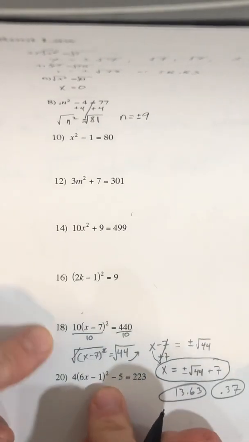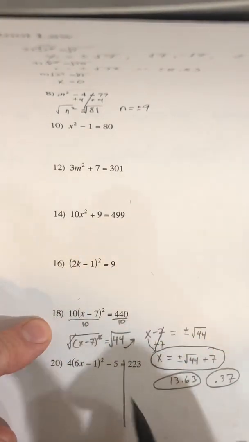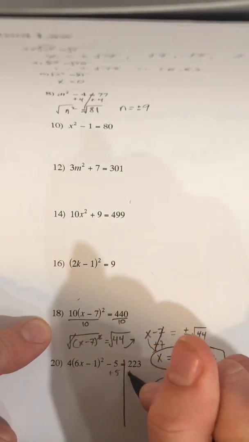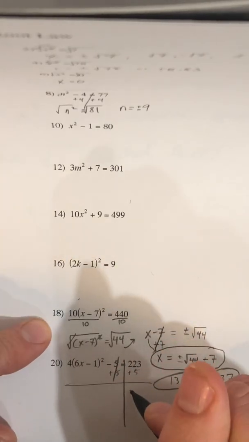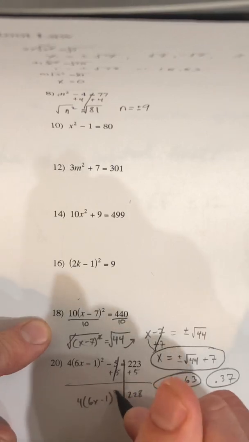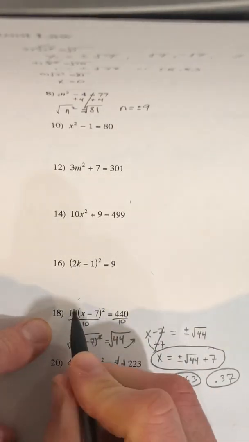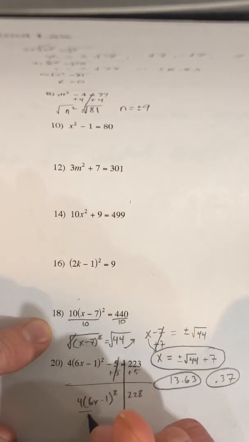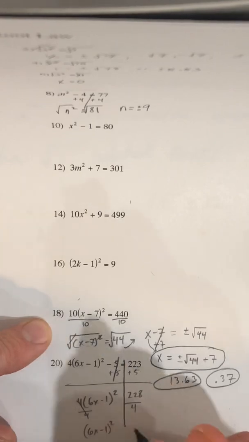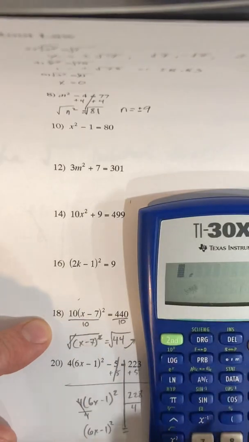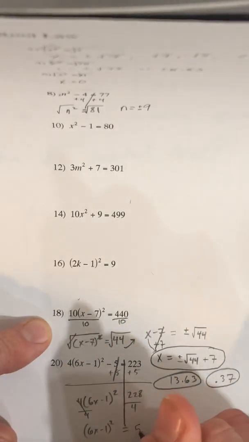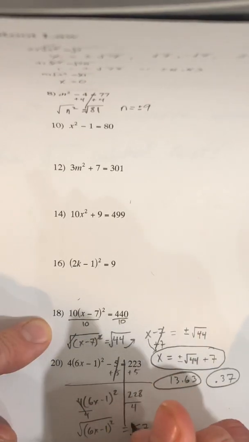And then this one is probably the pinnacle. Follow PEMDAS. You got multiplication here, but you also have minus 5, so I'm going to add 5. And then this is going to be 228. And then this is 4 times 6x minus 1 squared. This looks just like number 18, so we're going to divide off the 4. So divide by 4, and then I got 6x minus 1 squared equals 228 divided by 4, which is 57. And then square root both sides.